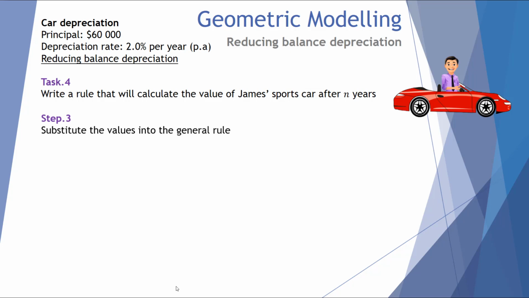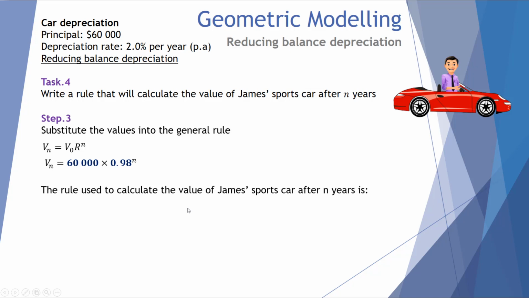Let's substitute our values in. Vn, the future value after n years, will be equal to 60,000 multiplied by 0.98 to the power of n, where n is the number of years. The rule used to calculate the value of James's sports car is as follows.